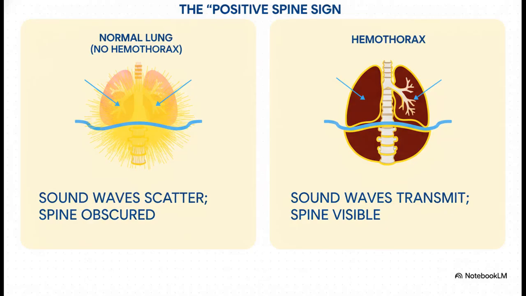Let's check above the diaphragm. The contrast here is super helpful. In a healthy, air-filled chest, the lungs scatter your ultrasound waves, so you won't see the spine above the diaphragm. But if that chest cavity fills up with blood, a hemothorax, those sound waves pass straight through the fluid. Suddenly, the bony spine becomes crystal clear right above the diaphragm.